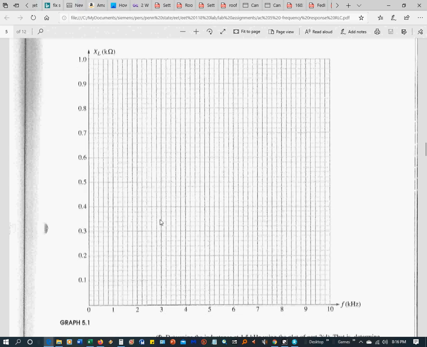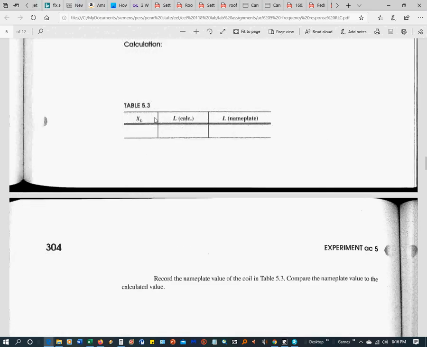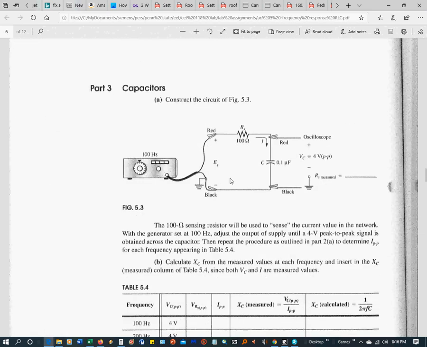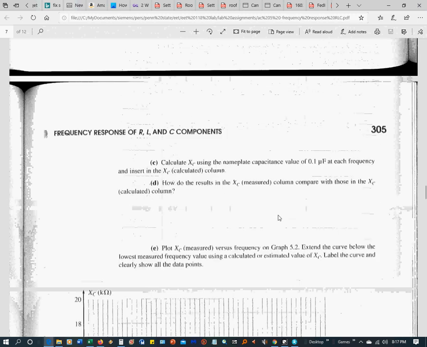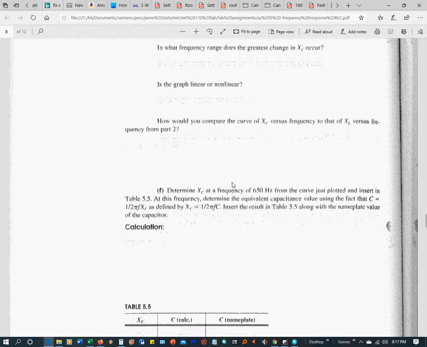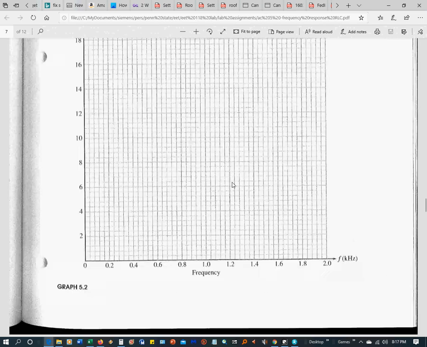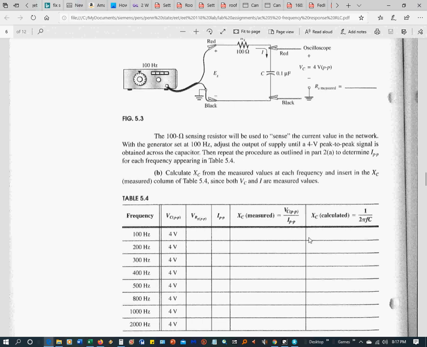You're going to do a plot. So I expect you to do a plot in Excel, frequency versus XL, and then do some calculations here. Then the same thing here. You put a capacitor in series with an inductor like the other part I showed you. Then you do the same kind of calculations. Then you do the same plot. Answer all the questions.